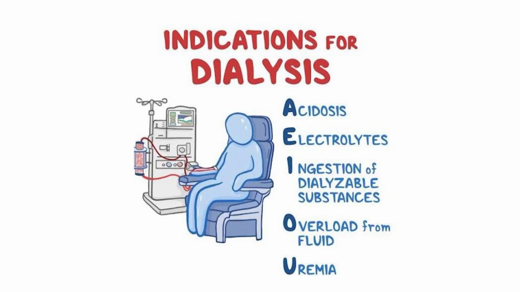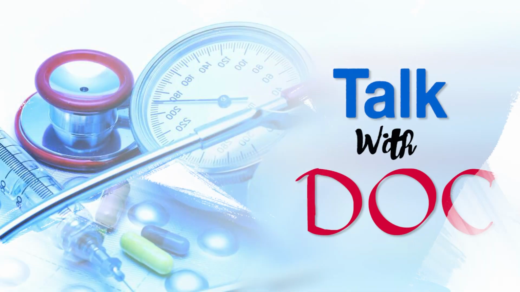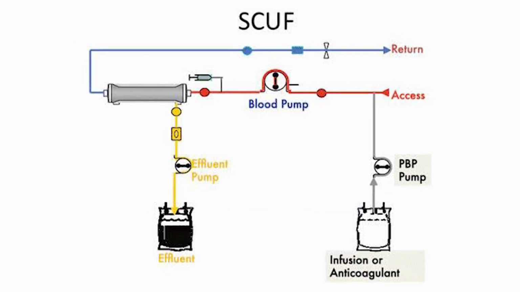Unexplained increase in the BUN and creatinine with alteration of the consciousness. Sometimes patients come with convulsions, coma, with a very high blood urea nitrogen and creatinine, and that is the time dialysis helps these patients. So dialysis is done in three ways. One is hemodialysis, one is a slow dialysis, and one is peritoneal dialysis. So let us discuss hemodialysis.